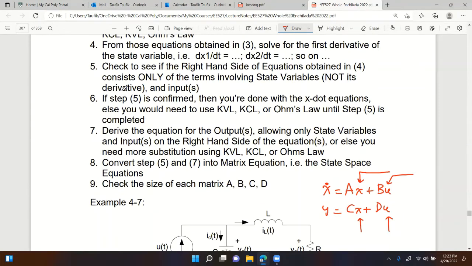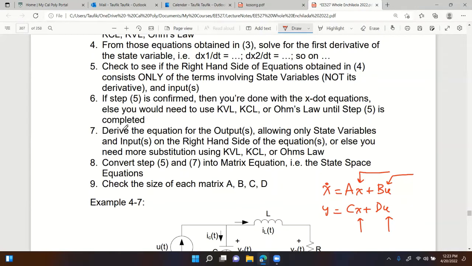All right. If step number 5 is confirmed, meaning on the right-hand side you have x and u only, then you're done with the x dot equations. Else you would need to use KVL, KCL, or Ohm's law until step 5 is completed.